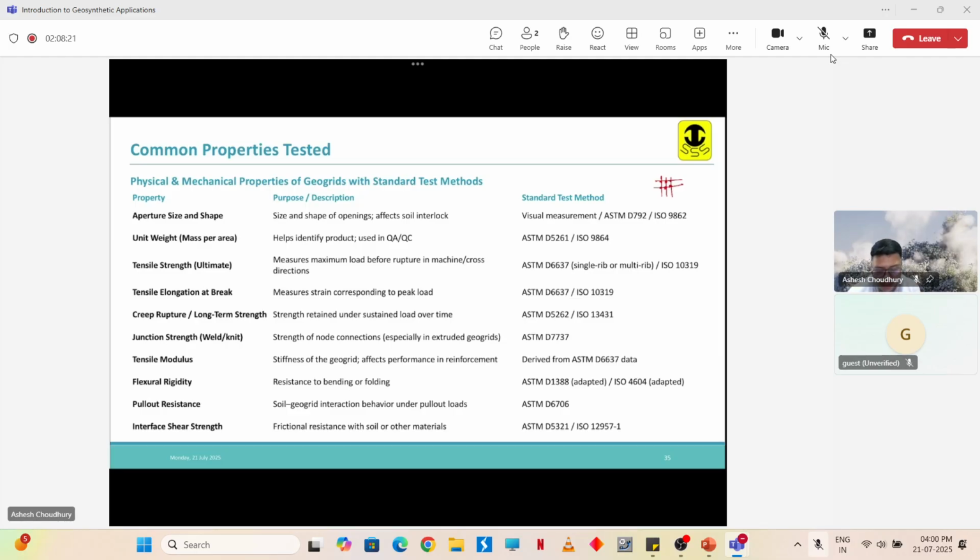So all these things we will discuss in more detail when we solve the problems. The pull out, the tensile strength, and all these things are interface friction. All these things are important parameters to us as geotechnical designers. It's very important to us, and we will see how we use them in our design.